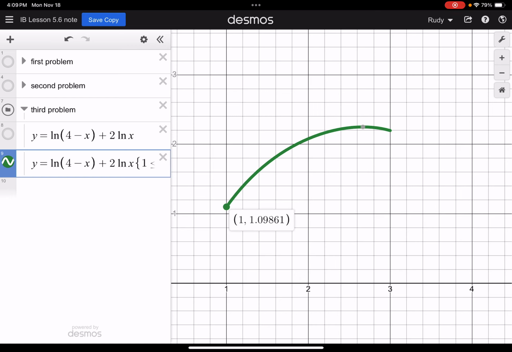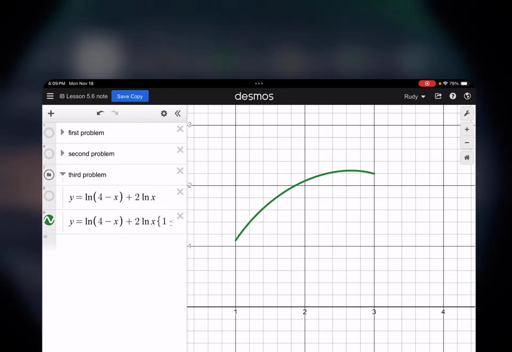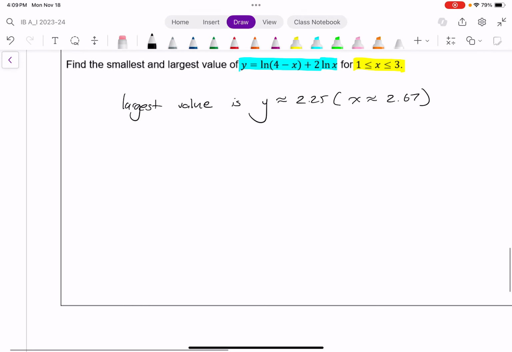Too many words. And so the maximum point is right there. The minimum point is right here. And so let me write that down. So the smallest value is about 1.10 to 3 significant figures, and that's when X is exactly 1. It's one of our endpoints.